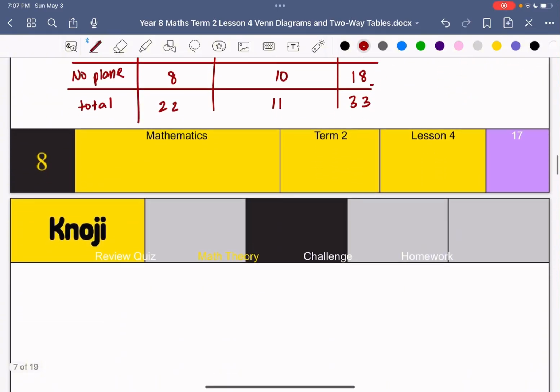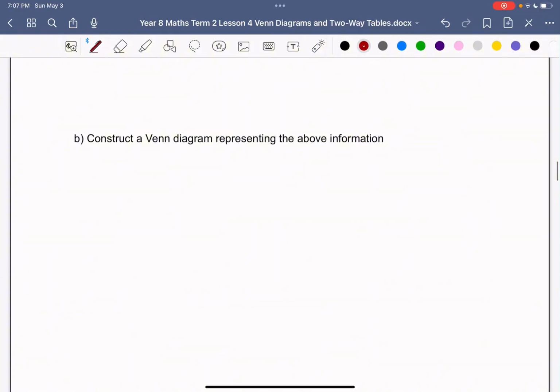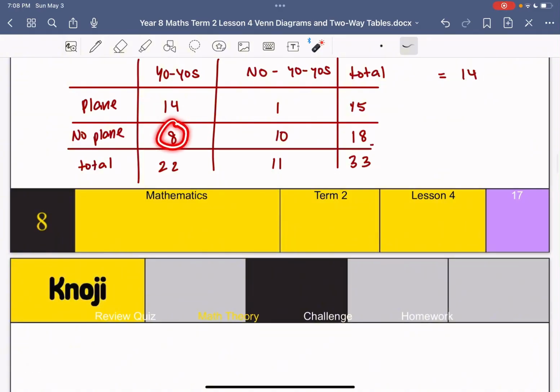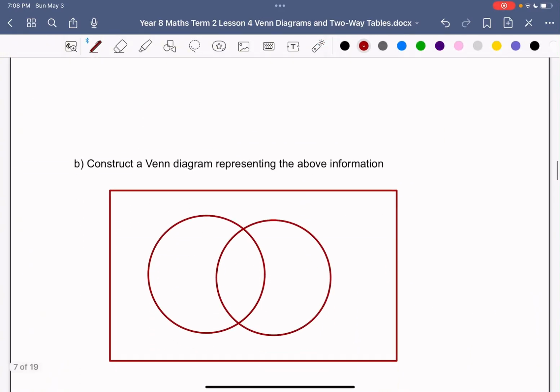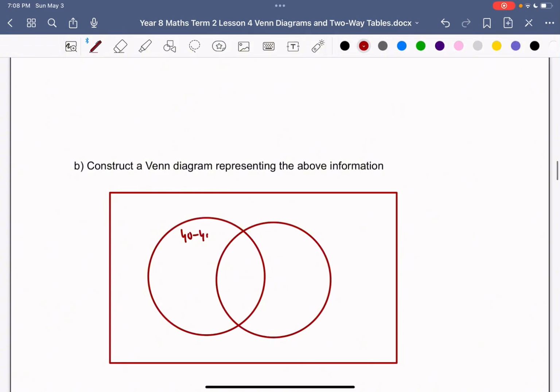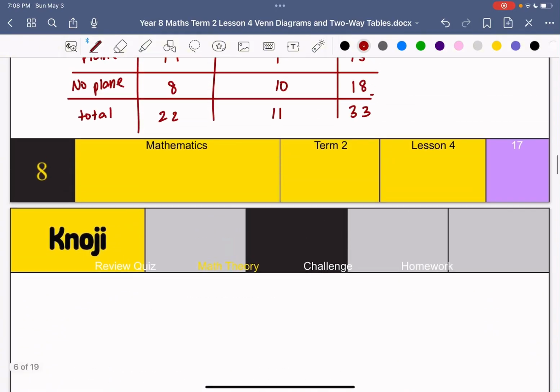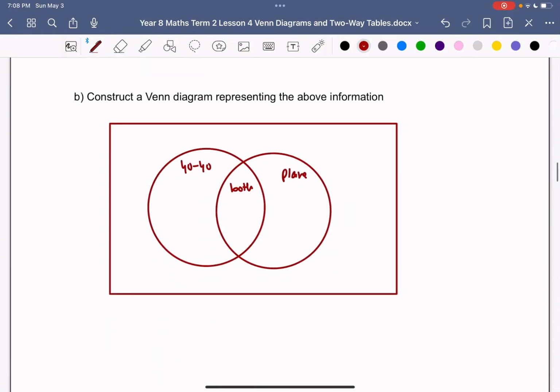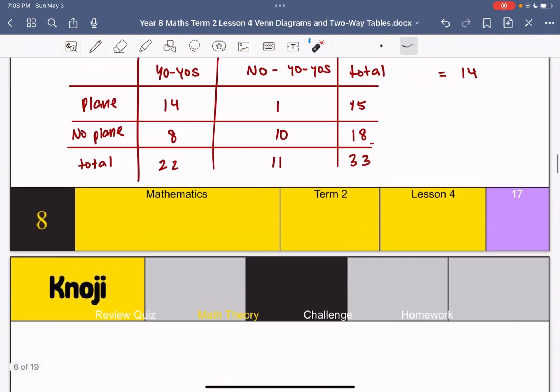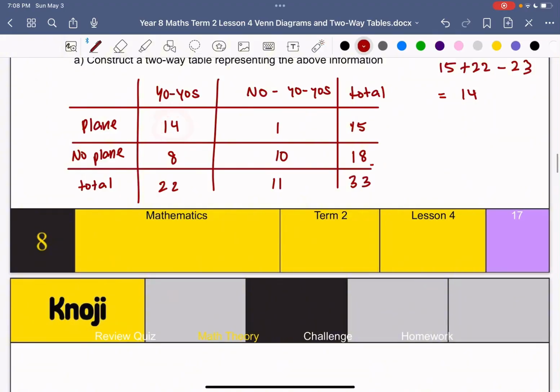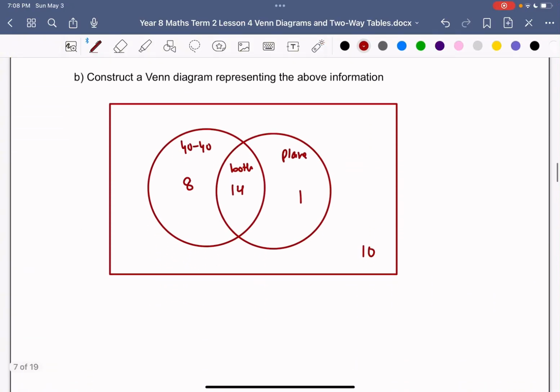Now we're going to construct a Venn diagram representing our information. So again, I'm going to draw 2 circles, just yo-yos, and just a plane. So we're going to write yo-yo, plane, both. I know that there were only 10 people that just browsed, so I can write 10 outside. 1 wanted a plane, 8 people got a yo-yo, and 14 people, you can see over here, got both. So this becomes my Venn diagram.